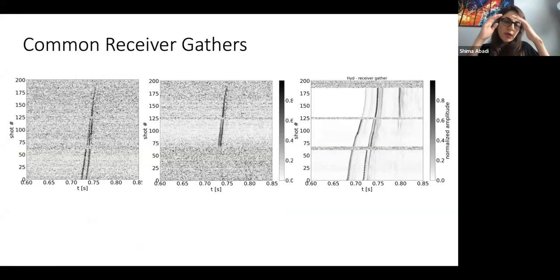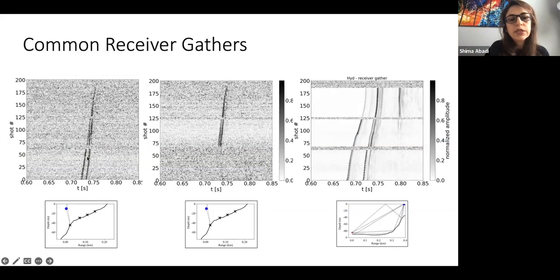I am showing the common receiver gather here, so different shot numbers stacked versus time. The two left panels, or the middle panels, are DAS recordings from two different channels, and the right plot shows what we recorded by the hydrophone. You can clearly see two arrivals right here, and they are merging together when the shot number increases, because we were drifting, so the source location changed.